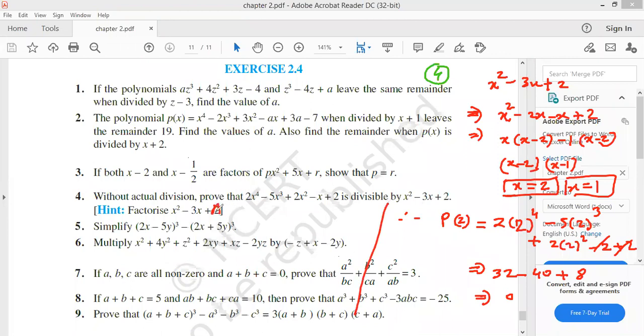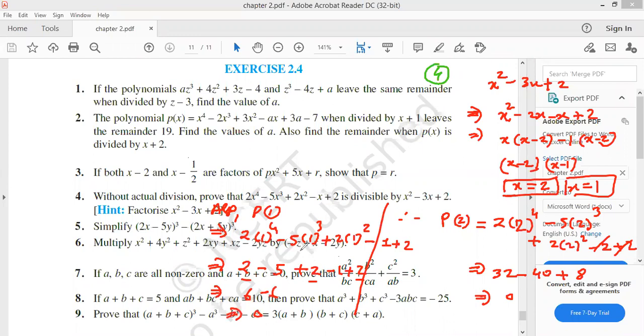Similarly, also we have p of 1. If you substitute p of x as 1, then you will get what? 2 into 1 to the power 4 minus 5 into 1 cube plus 2 into 1 square minus 1 plus 2. इसको भी आप सिंप्लीफाई करोगे तो you'll get 0 only. तो ये क्या हो जाएगा 2 minus 5 plus 2 minus 1 plus 2. It will be what? 2 plus 2 4, 4 plus 2 6, 6 and 5 1 6. 6 minus 6 is 0, right now?